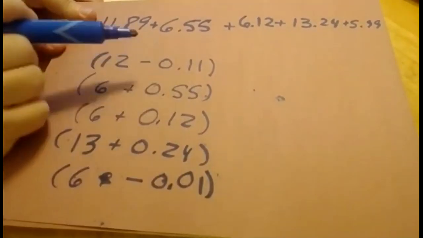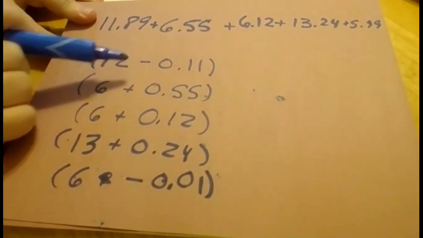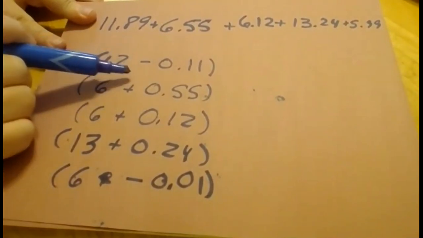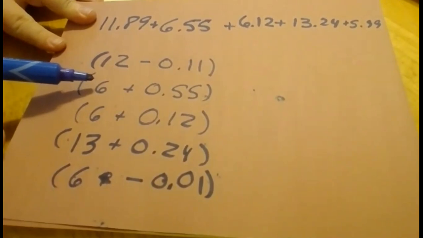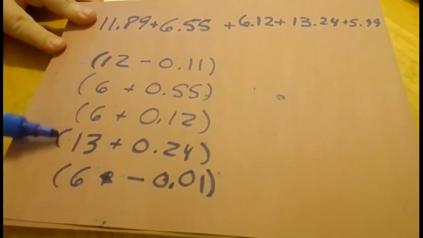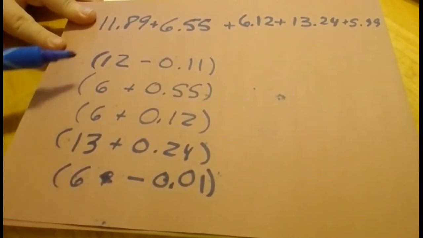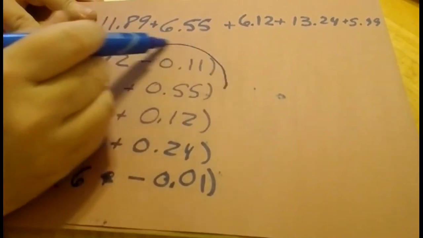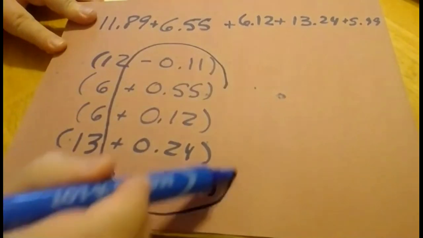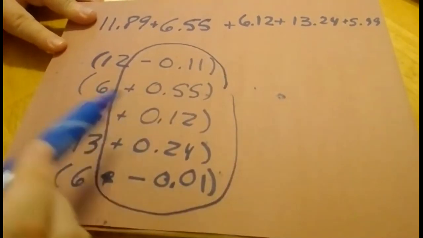Now, you can get creative with this. You can make them anything you want, you know? For example, this could be 7 minus 0.45. And if you do that, then you have a little bit of a new thing going on here where you might be able to get away with some easy things.